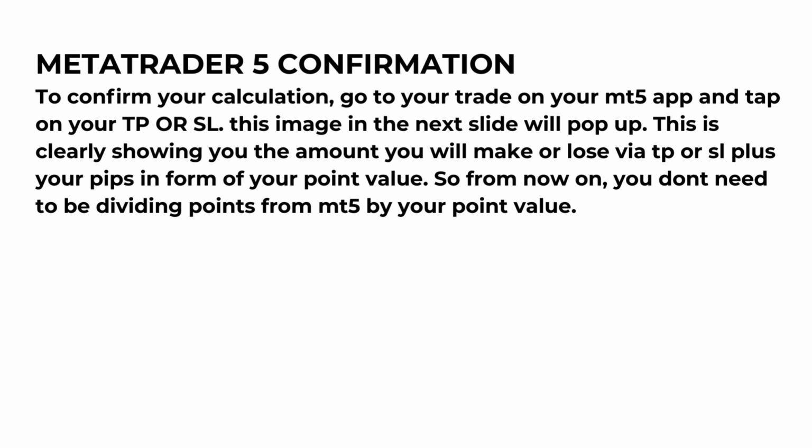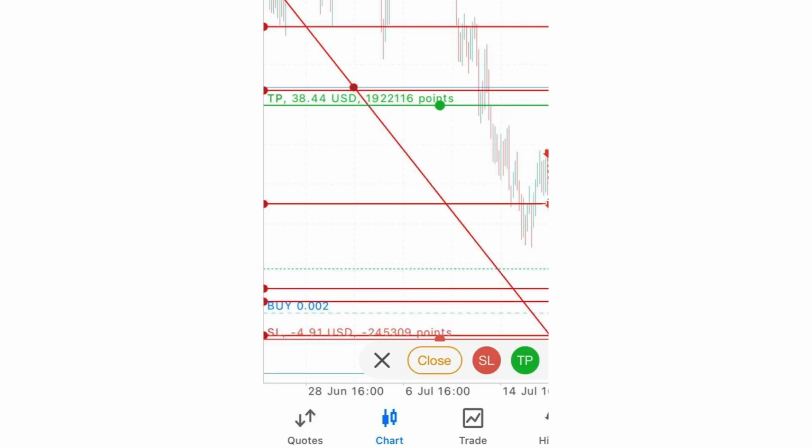It will show you how much you're willing to lose, how much you're going to make per the pips move, in the form of your point value. So from now on, you don't need to be dividing on the MT5 desktop version, and you go and get that cross sign and be marking left and right. You don't need to do that anymore. Derive has solved that major problem for you. So this is what I'm trying to say.